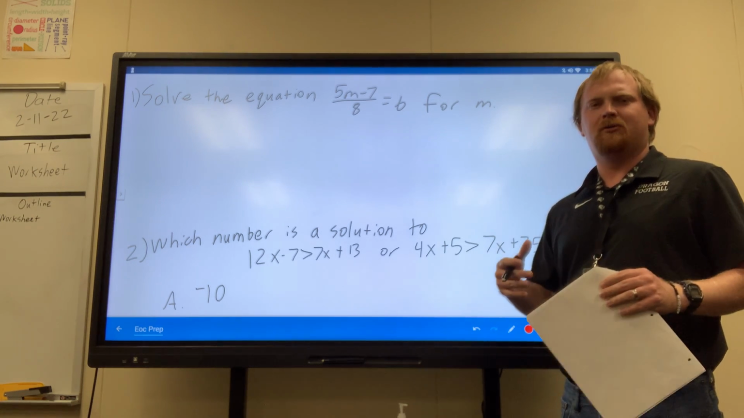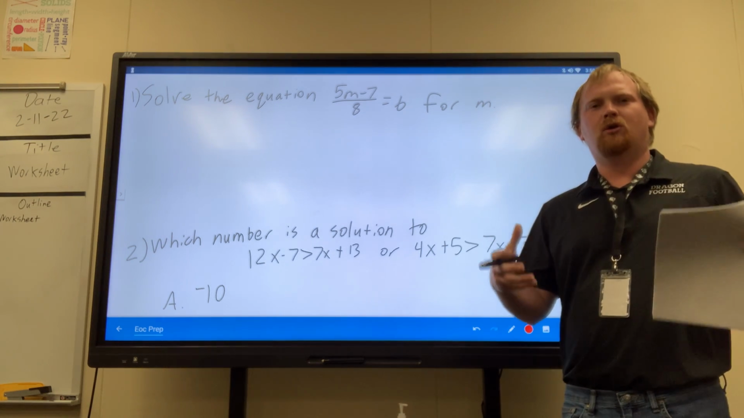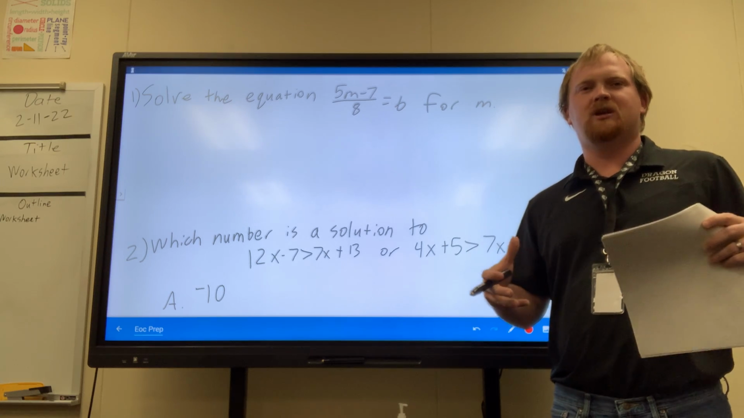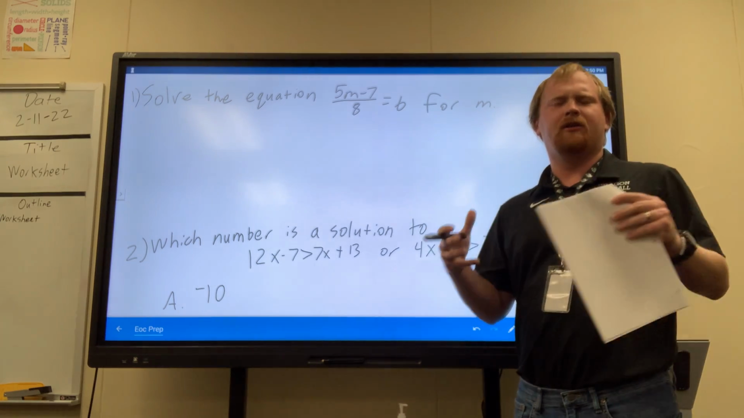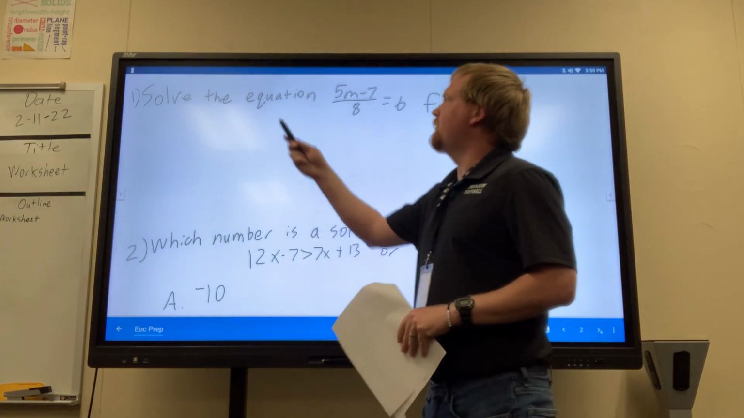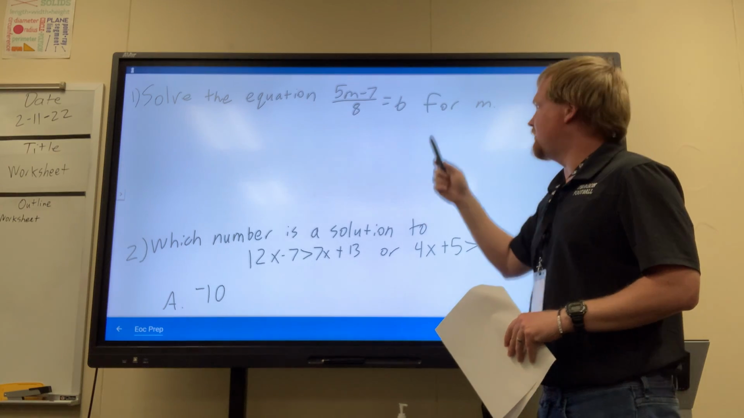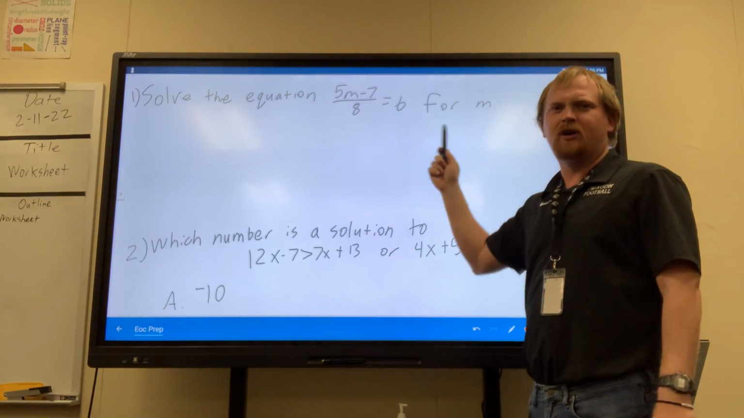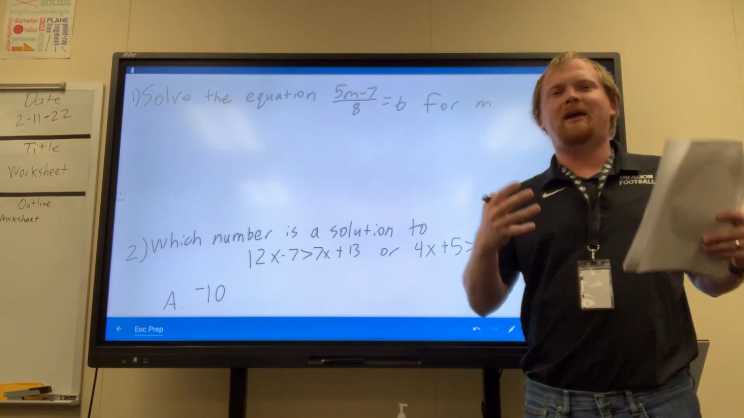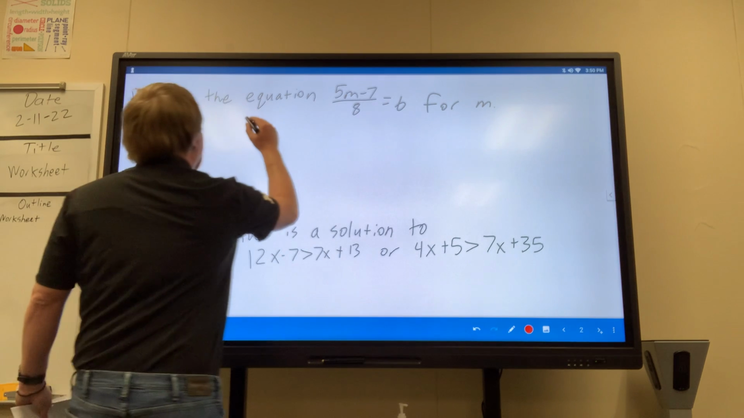One of the things we want to be able to do is solve equations, and that's basically the core of algebra. The core of algebra is being able to solve equations and figure out how the equation is true. For example, if we want to solve the equation 5m minus 7 over 8 equals 6, we want to solve for m. There's a value of m that makes the equation true. So if I just rewrite the equation real quick.